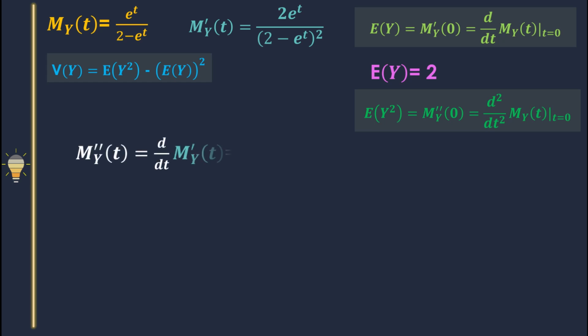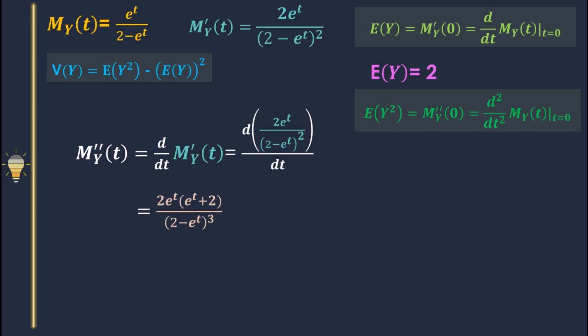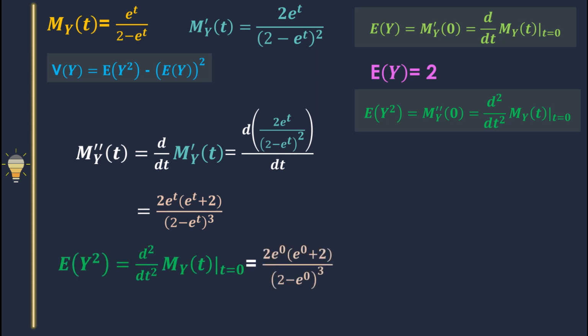So we can apply this. We already know the first derivative of the moment generating function, which is 2e^t divided by (2 minus e^t) to the power 2. Then we take the derivative of that with respect to t. Again, you can use the quotient rule and get the derivative. So this is the second derivative of the moment generating function. Then how do we find the expected value of Y squared? We plug t equals 0 into the second derivative. That is 6. Therefore, the expected value of Y squared is 6.